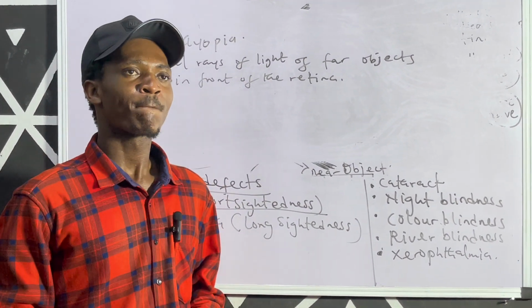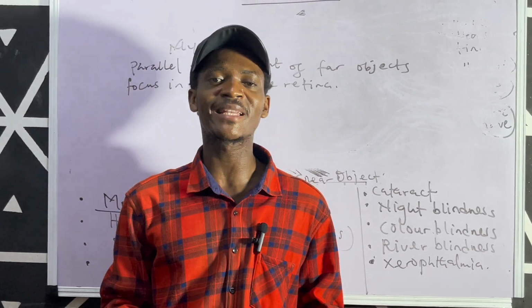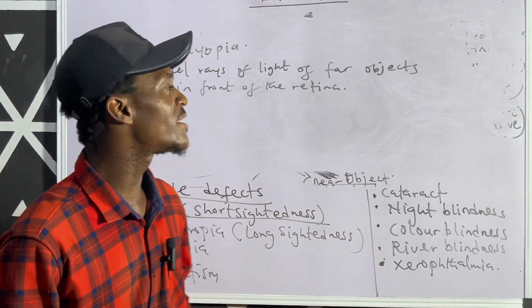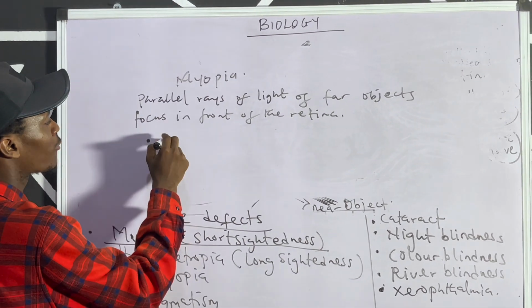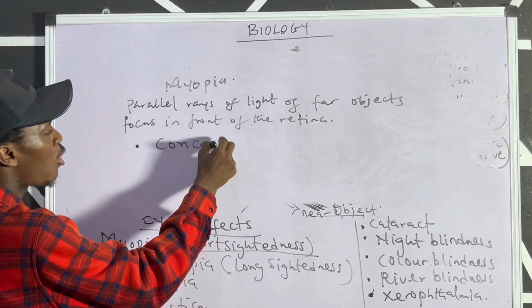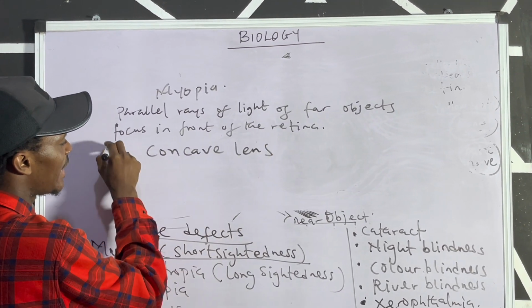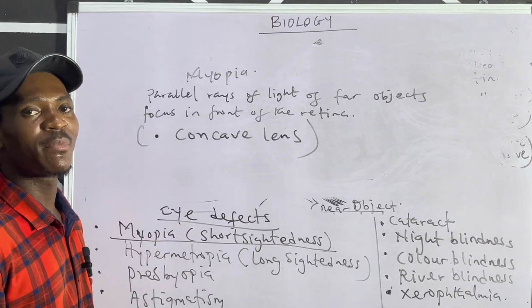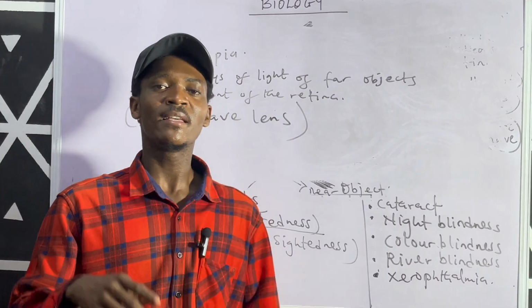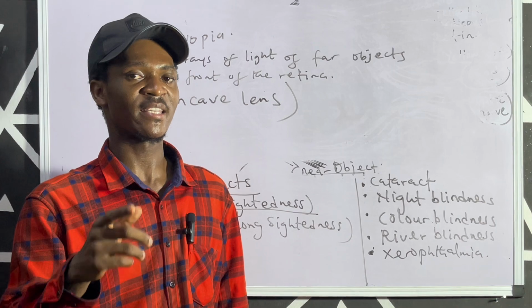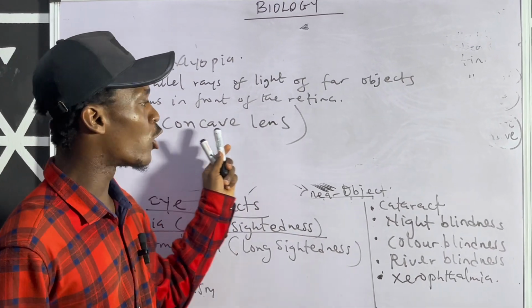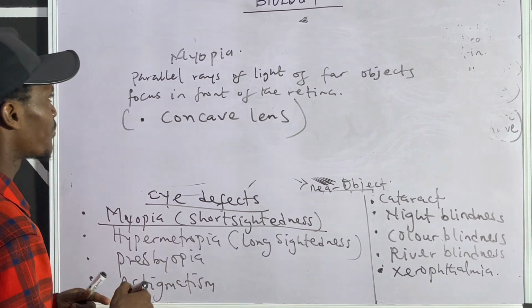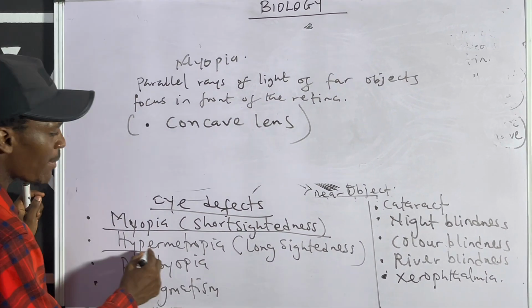Alright, then what are the ways that you can correct this myopia or short-sightedness? Now, it's with the use of concave lens. So concave lens can be used to correct myopia. Don't forget that. In case you are asked in exam, what can be used to correct myopia is what? Concave lens. Alright?